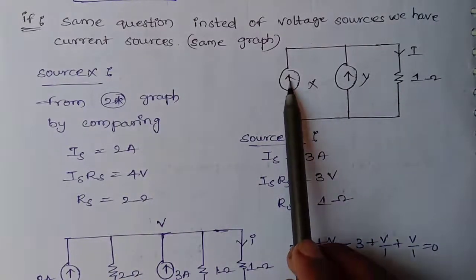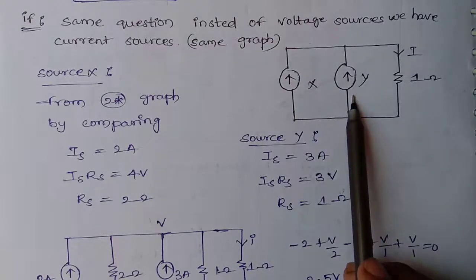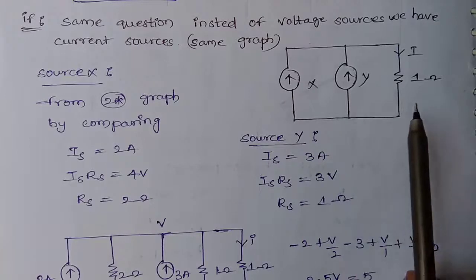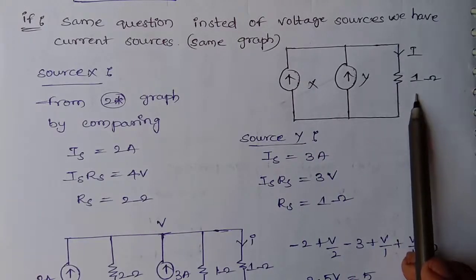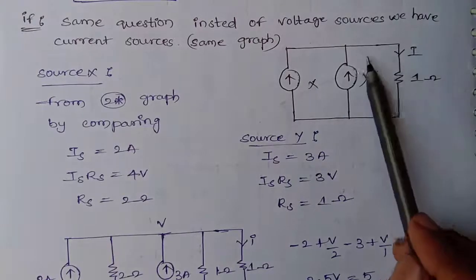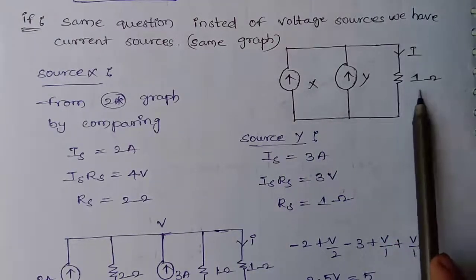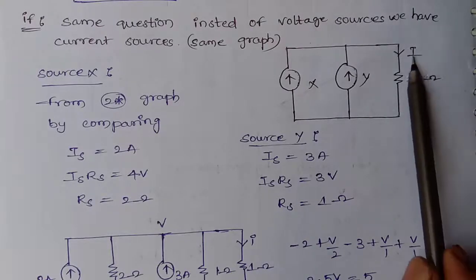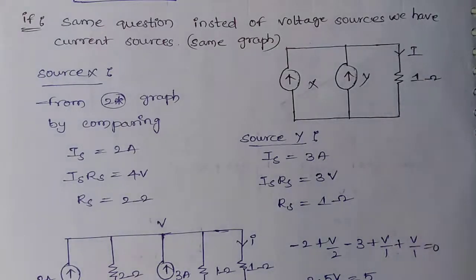We are having a current source and another current source, X and Y current sources, parallelly connected, and the 1 ohm resistor is connected in parallel with the X and Y sources, and we need to find out the current through this 1 ohm resistor. Okay, we are having the same graph here also, take the same graph here also.